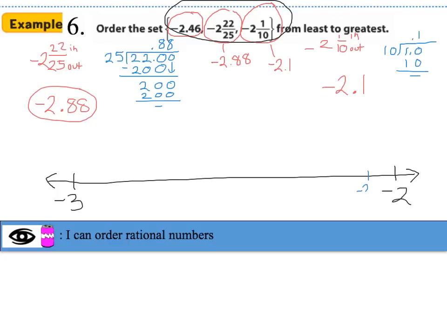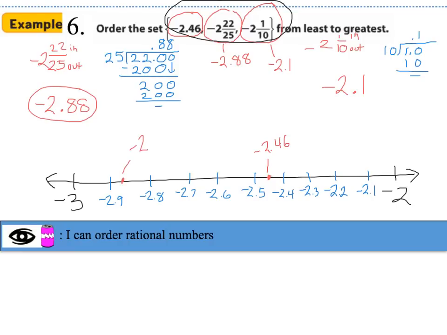So here's negative 2 and 1/10. Here's negative 2 and 2/10, and so on. So after completing the increments between negative 2 and negative 3, I can go ahead and graph the rational numbers on the number line. The first rational number that I'm going to graph is negative 2.46. So negative 2.46 would be about here. So there's negative 2.46. The next rational number that I'm going to graph is negative 2.88, which is the same as negative 2 and 22 over 25. And that would probably be around here someplace.